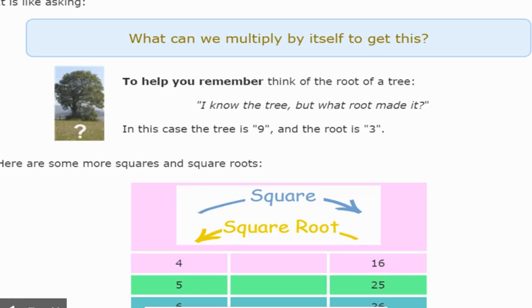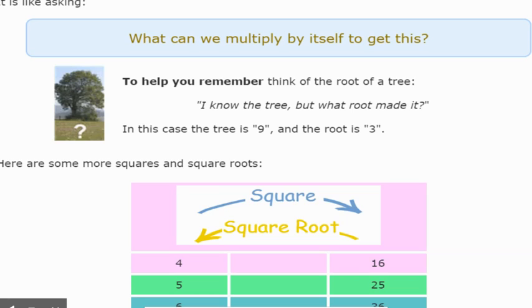Like, what was the root? Yes, this tree is 9, however, I need to figure out what made that a 9. What is the root? What was its origin? What was the original? Do you see what I mean? We're trying to figure out what made the 9, okay? And in essence, it's the 3 because 3 times itself is 9.